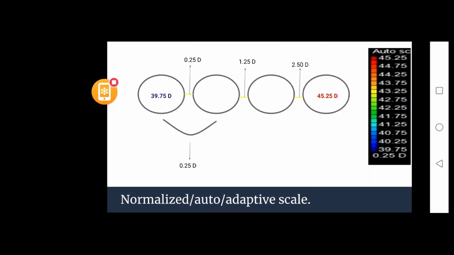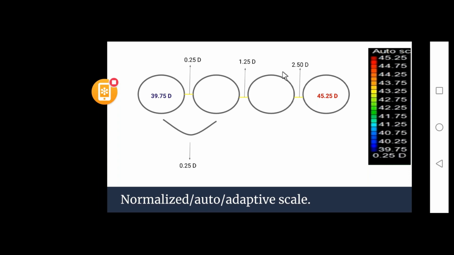Suppose the flattest region on the cornea is 39.75. On the scale also it will take 39.75 as the flattest region. It will not take any unnecessary flatter colors in the scale. And suppose the steepest region in this cornea is 45.25, it will again give the steepest region as 45.25. This is one factor. So the start and the end of the scale are signified this way, and now how are the steps between the two shades signified?